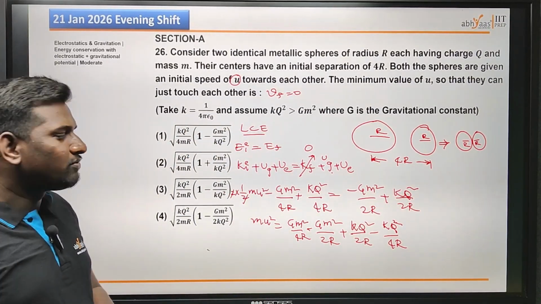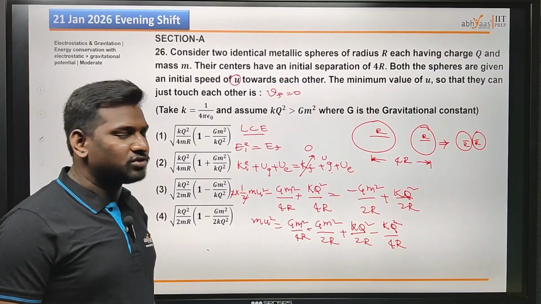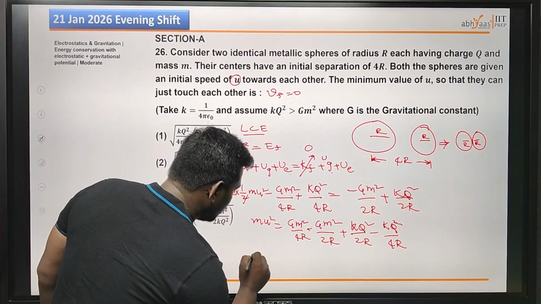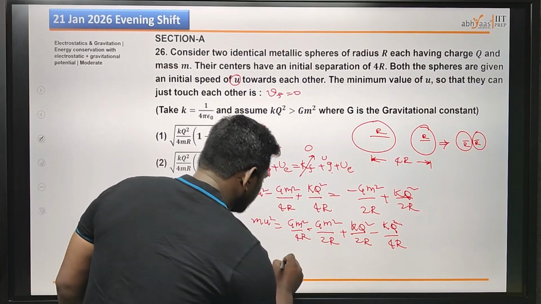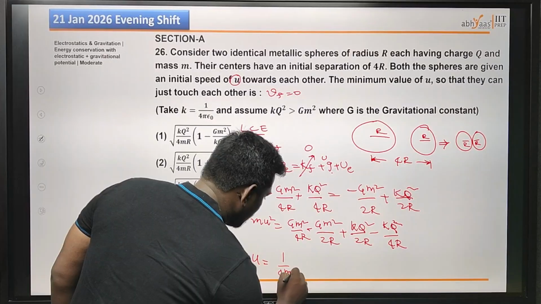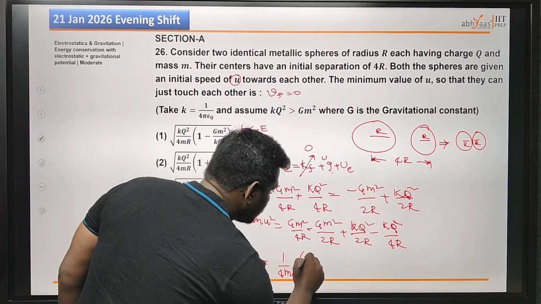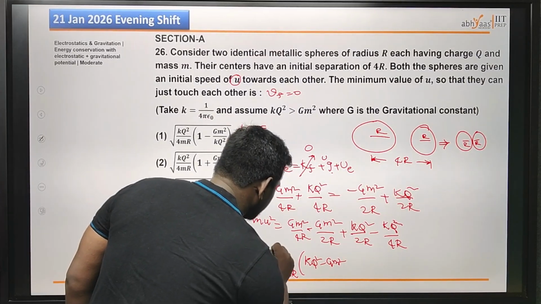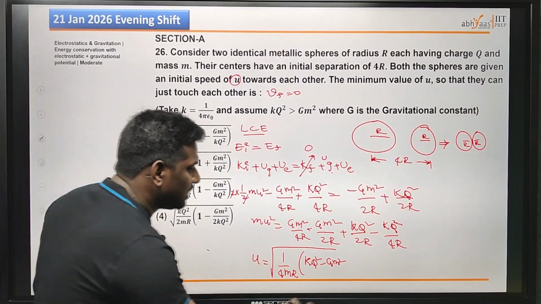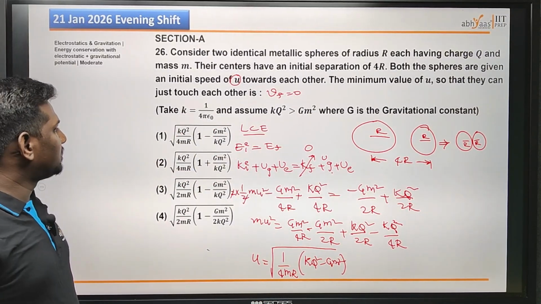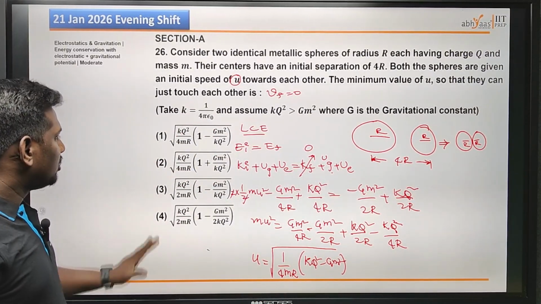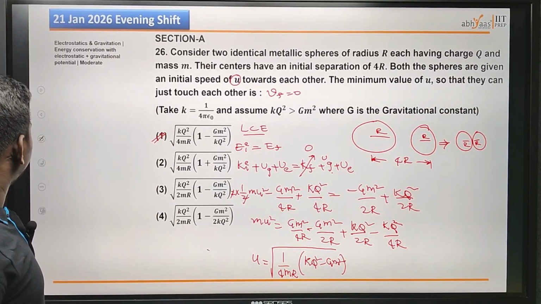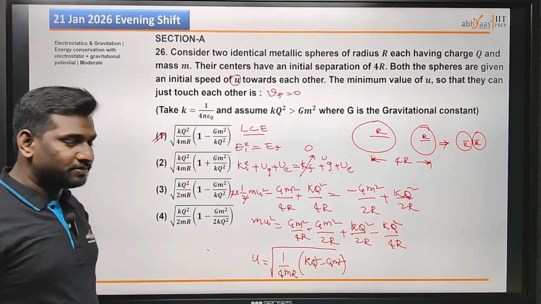What we have to find is the initial velocity u. If you observe and rearrange the things, you get u equal to 1 by 4 m r into k q square minus G m square. If you rearrange the things, you will get this answer. So what is the correct option? The first option is correct. This is a moderate question. So we are going to the next question.